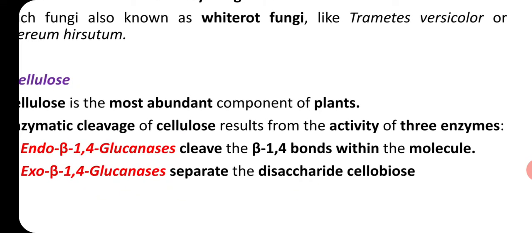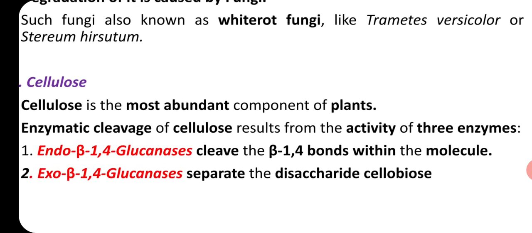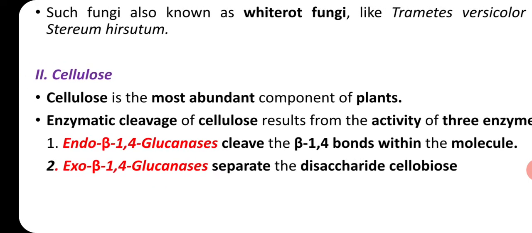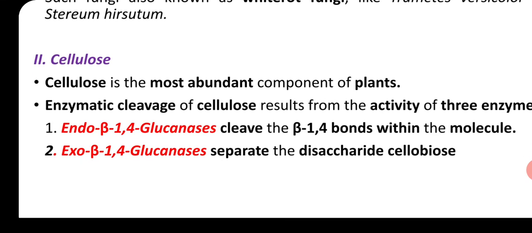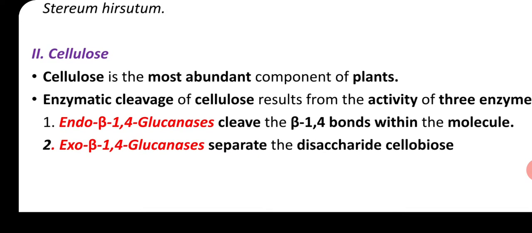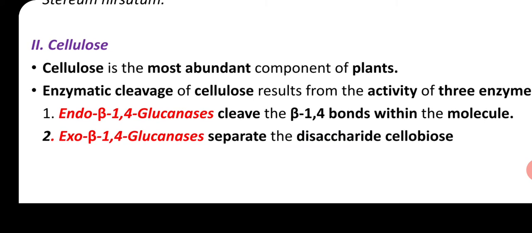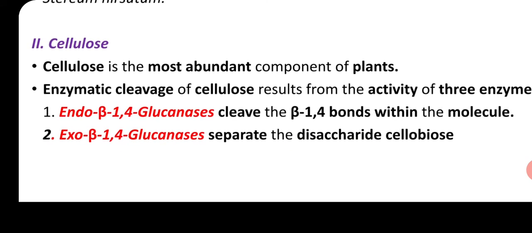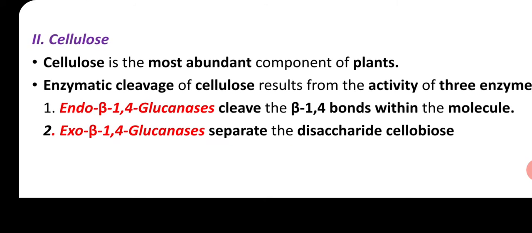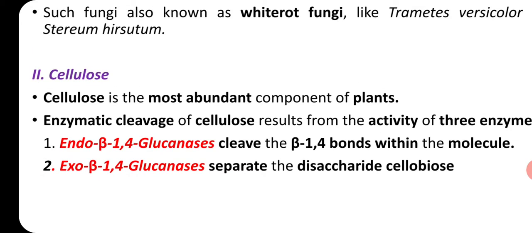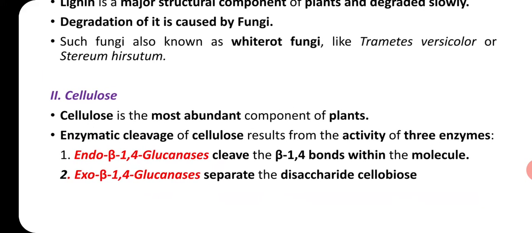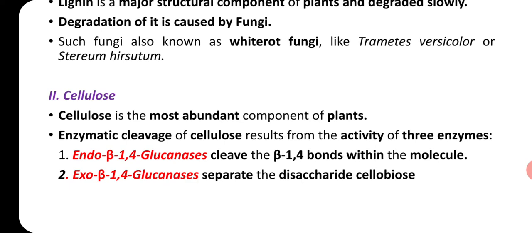Such fungi are also called white rot fungi. You should remember names like Trametes or Stereum hirsutum. So don't forget the names of these fungi. I am again repeating that lignin decomposition is carried out by fungi. And then cellulose, you also know it is the most abundant part of the cell wall of plants. Cellulose is actually built up of repeating units of glucose.